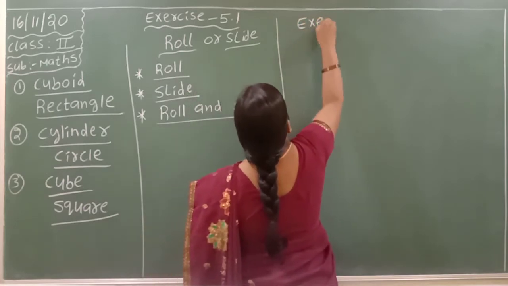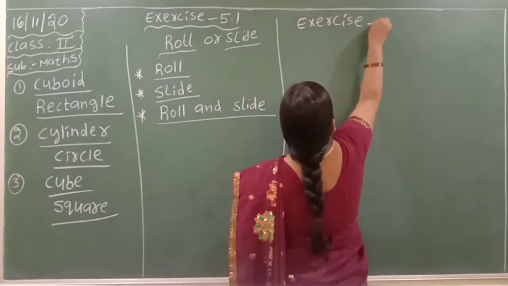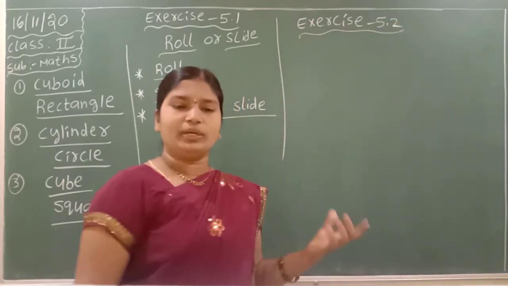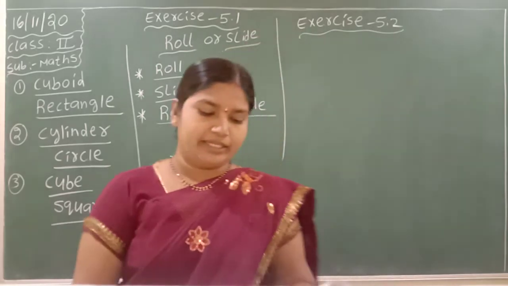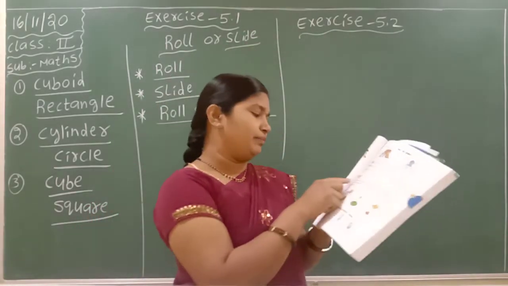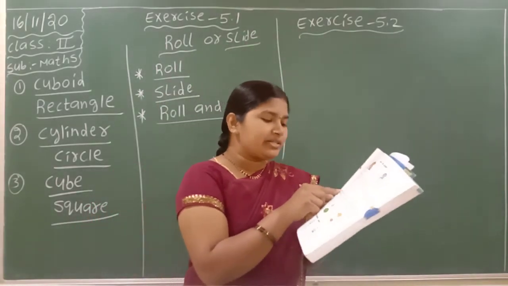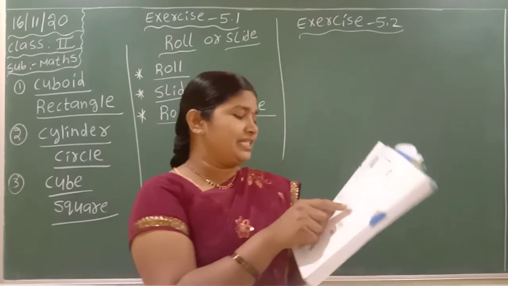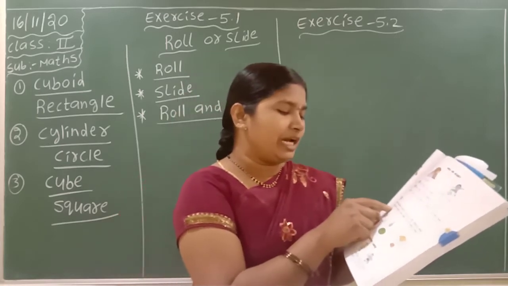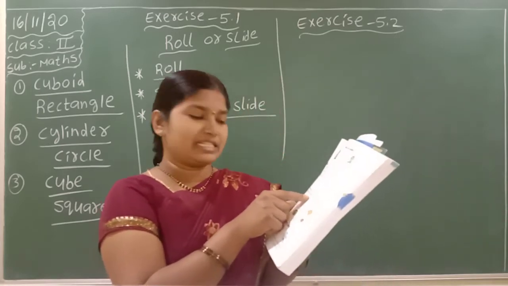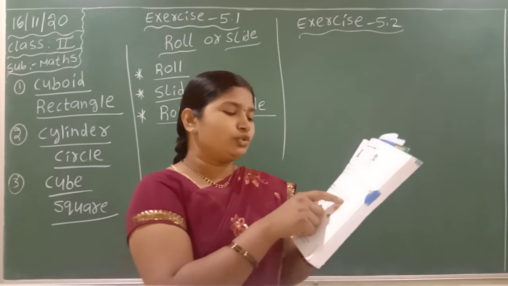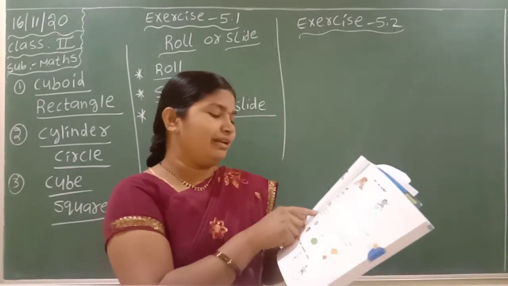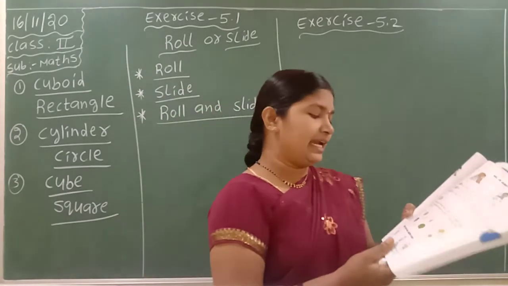Next, exercise 5.2, based on this roll and slide. Okay. See here, exercise 5.2. Try rolling or sliding the following objects. Tick the objects that roll, put a cross mark against the objects that slide, and circle those that can both roll and slide.